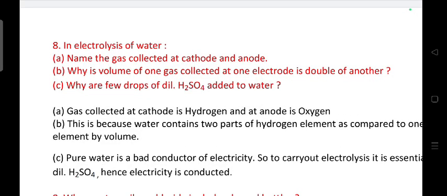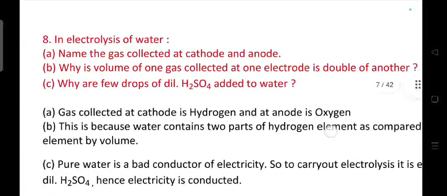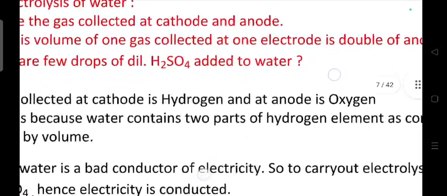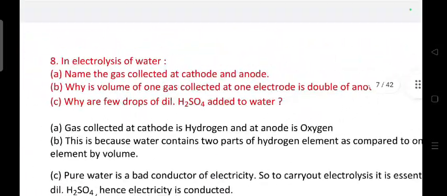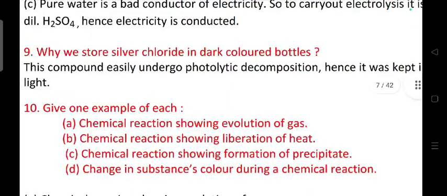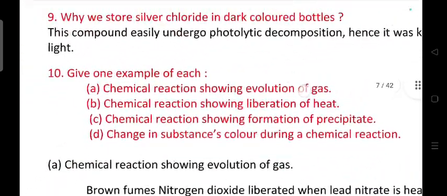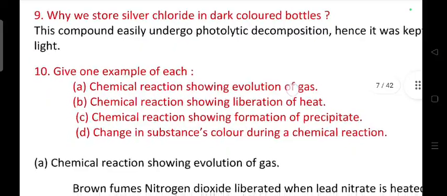Next question, in the electrolysis of water, name the gas collected at the cathode and anode. Why is the volume of the gas collected at one electrode double that of the other? Why are a few drops of dilute sulfuric acid added to water? So here the answer is A, B, C. Next, why do we store silver chloride in dark colored bottles? This is the answer. Because this compound easily undergoes photolytic decomposition.